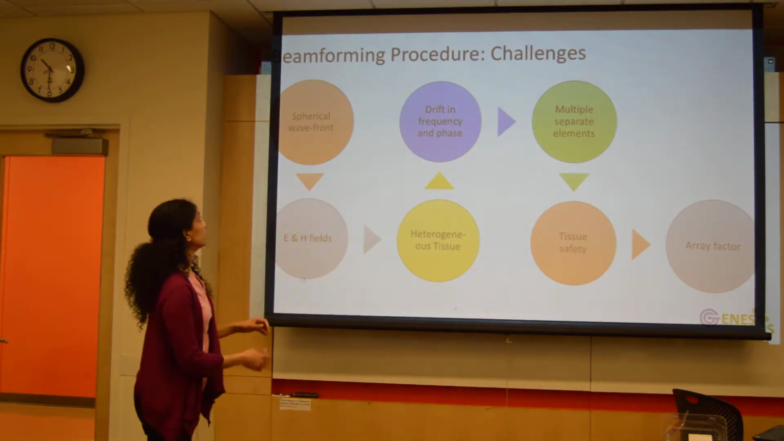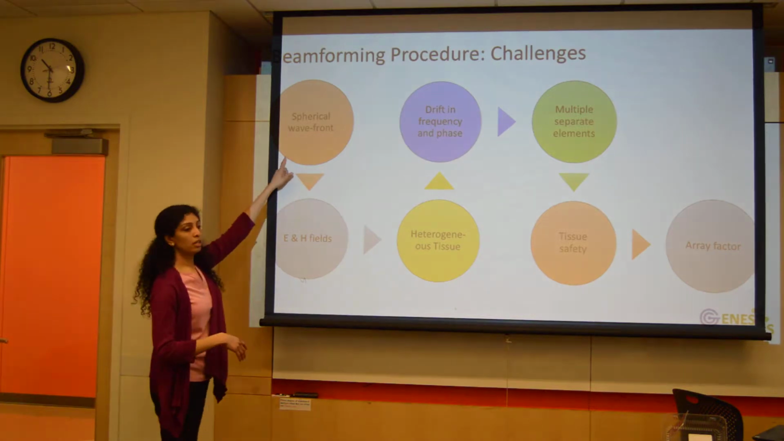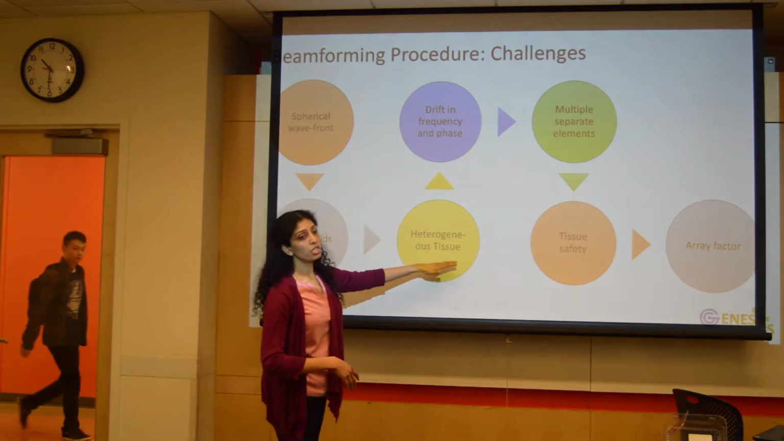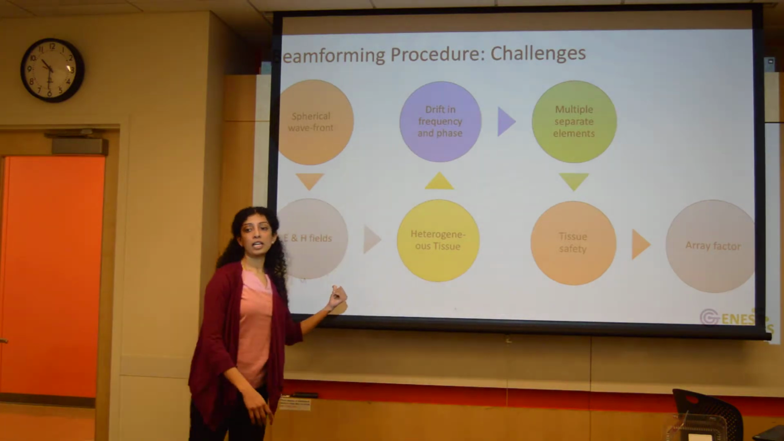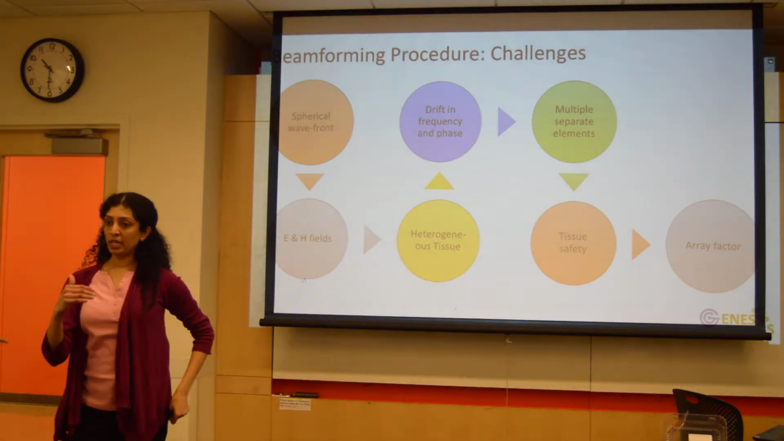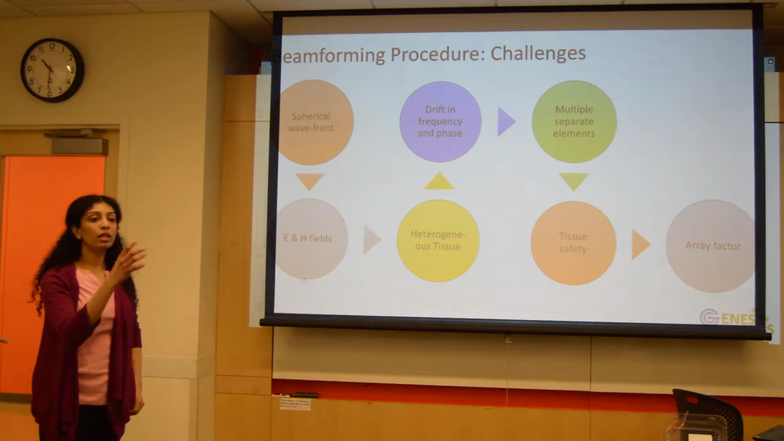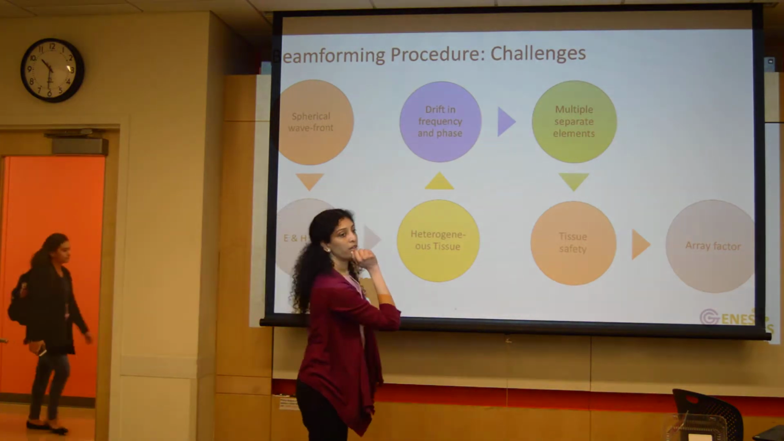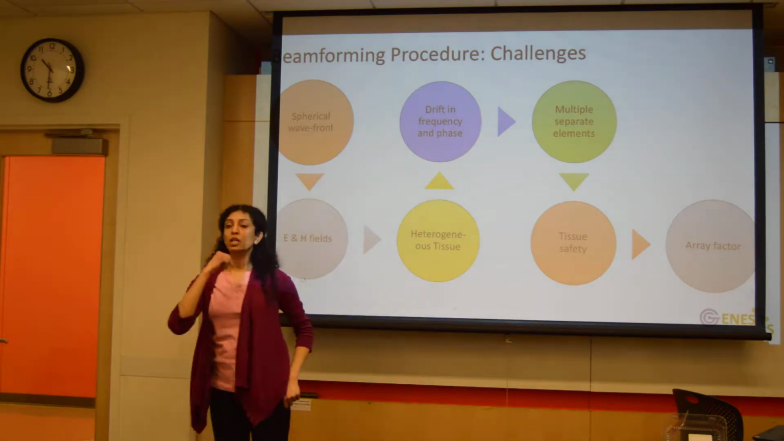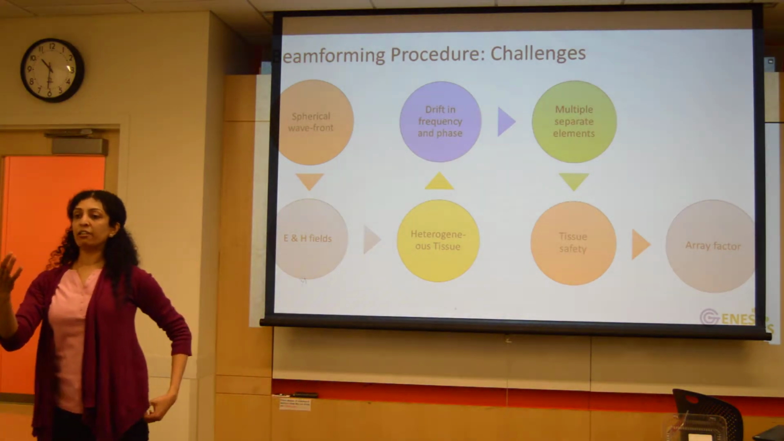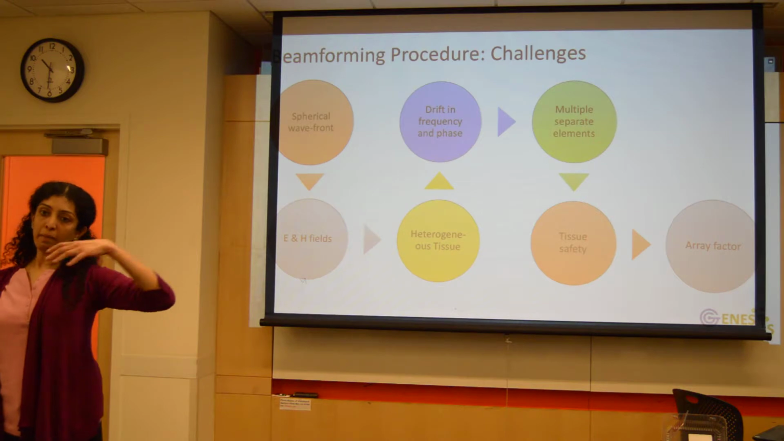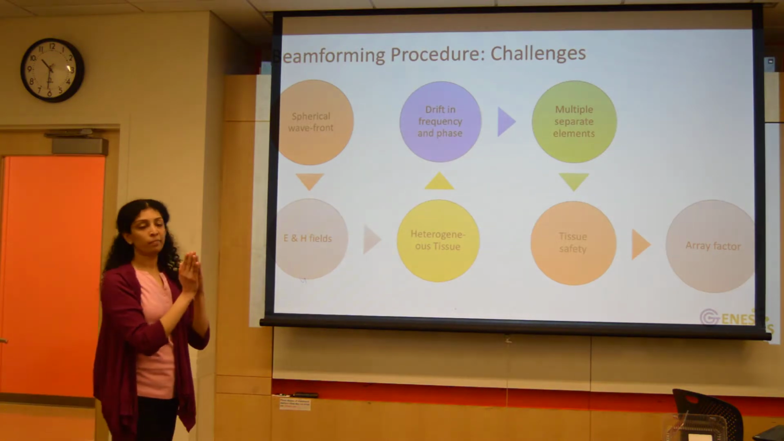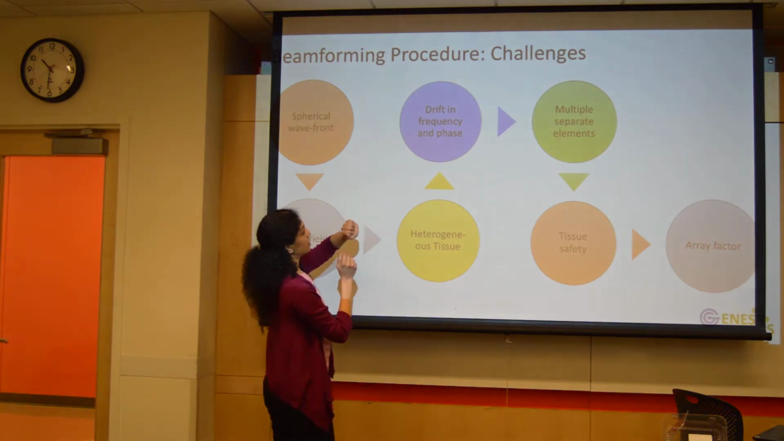So what happens here? We have the spherical wavefront. We are computing the E and H fields separately. So it is a heterogeneous tissue. We have to compute the E and H fields differently in each tissue, and then compute the overall H field at the receiver. And we have to calculate the drift in frequency and phase. So we should know what will be the resulting phase in the receiver, so that we can match it at the transmitter to have the synchronization of phase. So we have to measure the drift in frequency and phase.